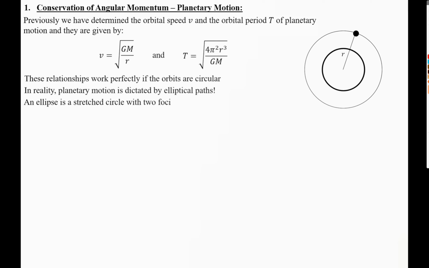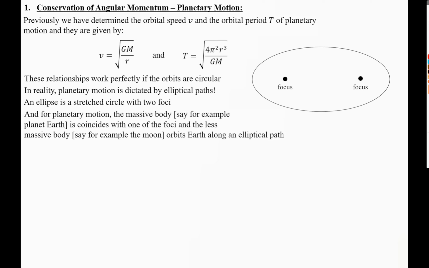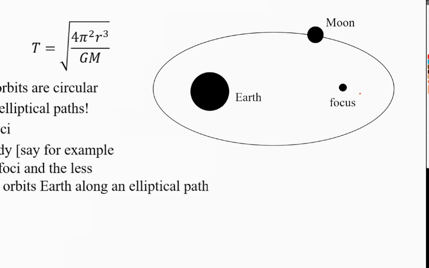An ellipse is a stretched circle with two foci. And for planetary motion, the massive body, say for example planet Earth, coincides with one of the foci, and the less massive body, say for example the Moon, orbits Earth along an elliptical path. Then these are the two foci of the ellipse.